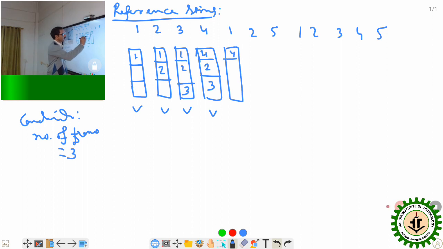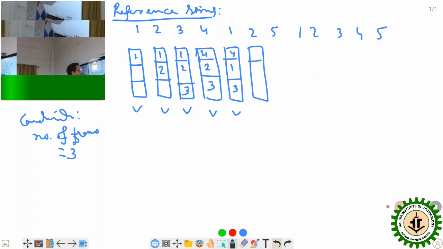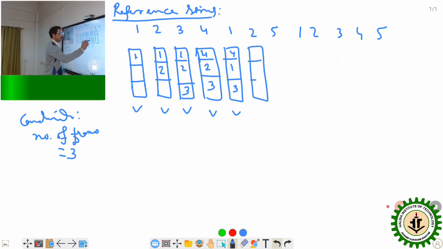So replace 2 by 1 and the other pages remain the same. So again a page fault occurs. Next, the process needs to access page reference 2, which is again not available in the memory. So, by the FIFO algorithm, first in first out, replace the oldest page. So 3 is the oldest page. Replace the oldest one, 3, by 2.